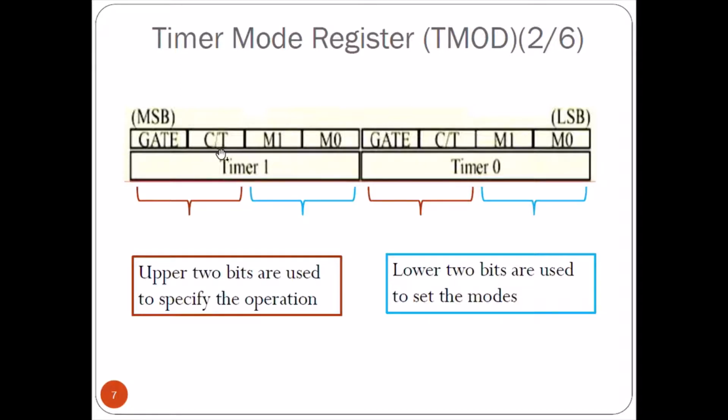is C or T bar, that means counter or timer bar. If this is 0, then it denotes it is timer because T bar, and if this bit is 1, then it denotes counter, that is timer 1 is in counter mode, respectively here also for timer 0. Then this is gate.